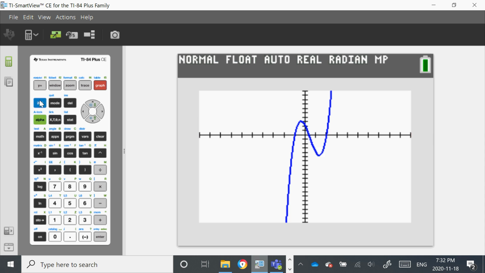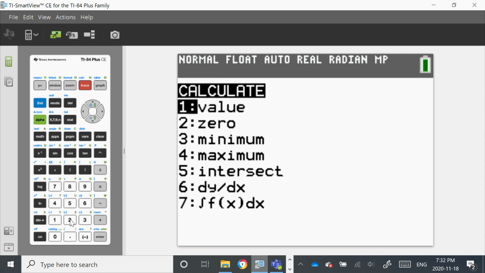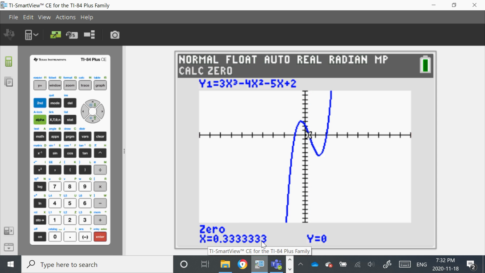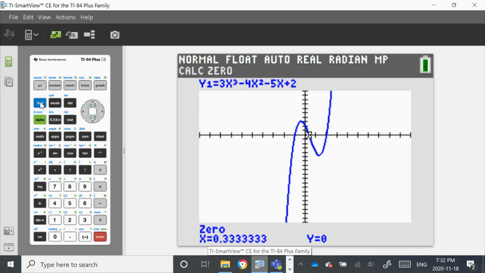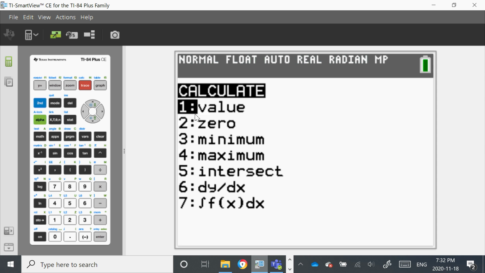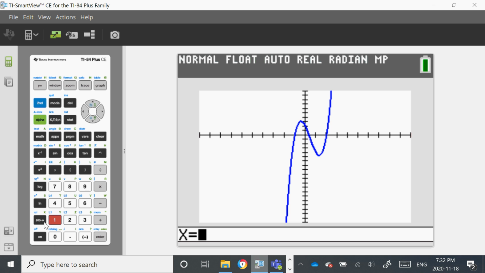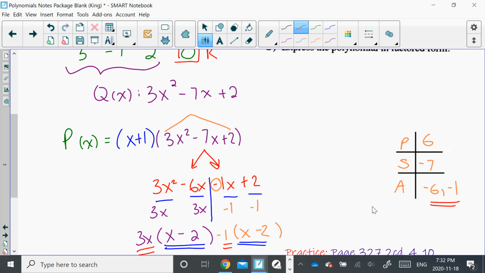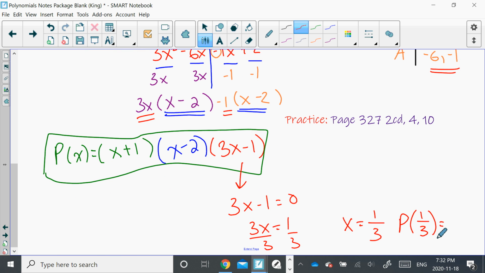So we could do it in two different ways. I could either go second function, calculate a 0, and I want to check this 0. So I'm going to go left of the 0. I'm going to go right of the 0. That number is 1/3. The other way that you could check this is second function, calculate. I'm going to check a value, and I want to check what is when x is 1 divided by 3. When x is 1/3, y is 0. So my polynomial, p of 1/3, is equal to 0. So that is, in fact, 0.